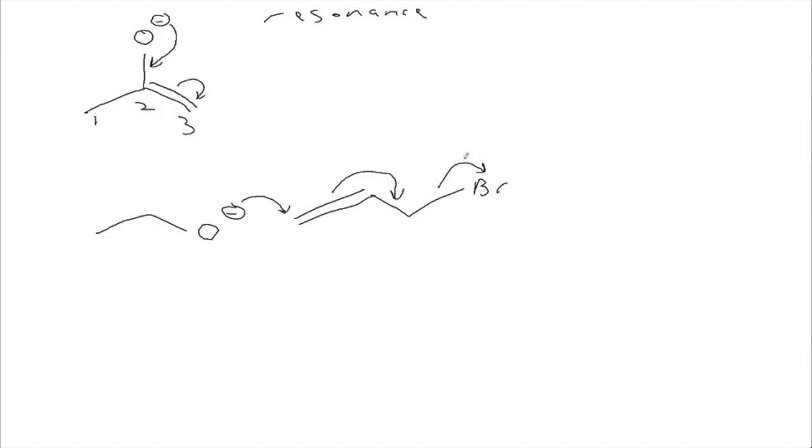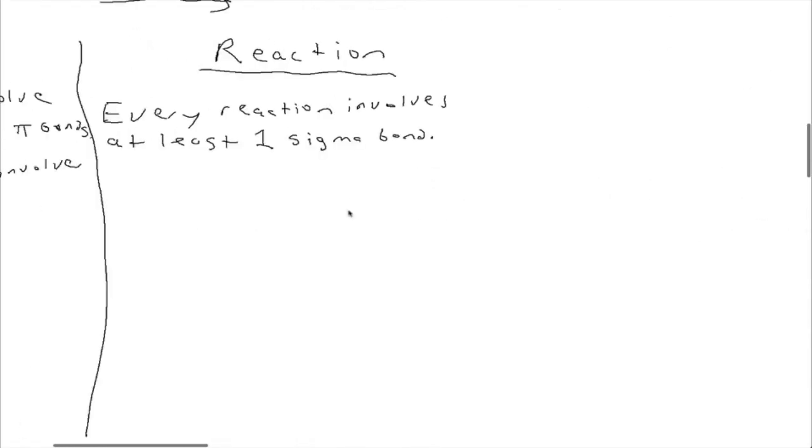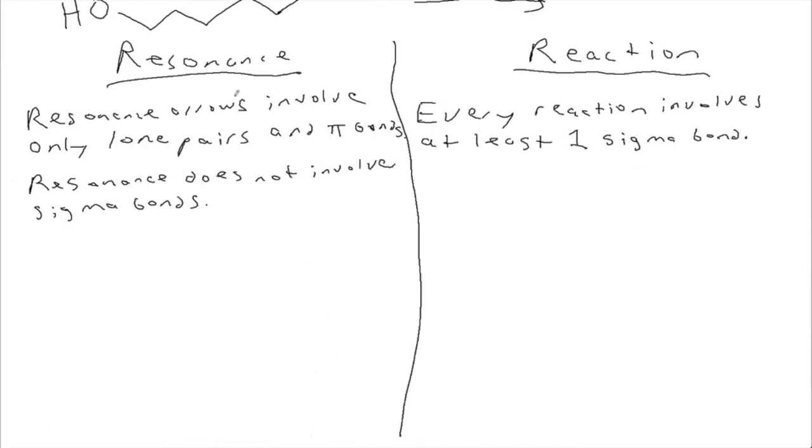Is this resonance or a reaction? Reaction. You can tell because this is forming a sigma bond. This is forming a sigma bond. Now if you think about it, anytime you have two molecules, it has to be a reaction, not resonance. There's no way for two molecules to react without sigma bonds being involved. So resonance is always within just one molecule.